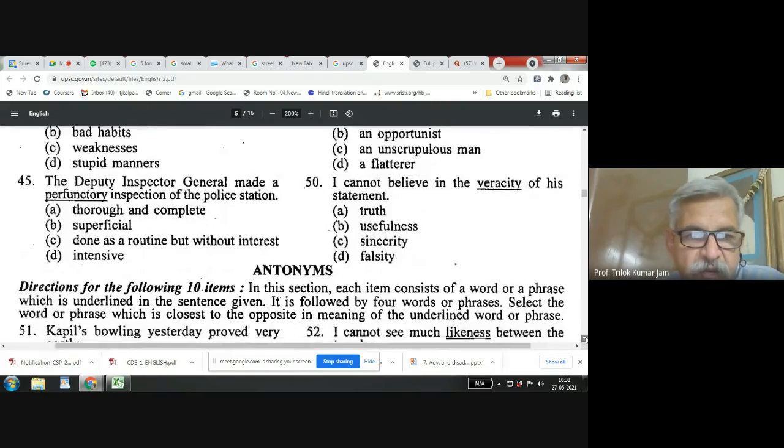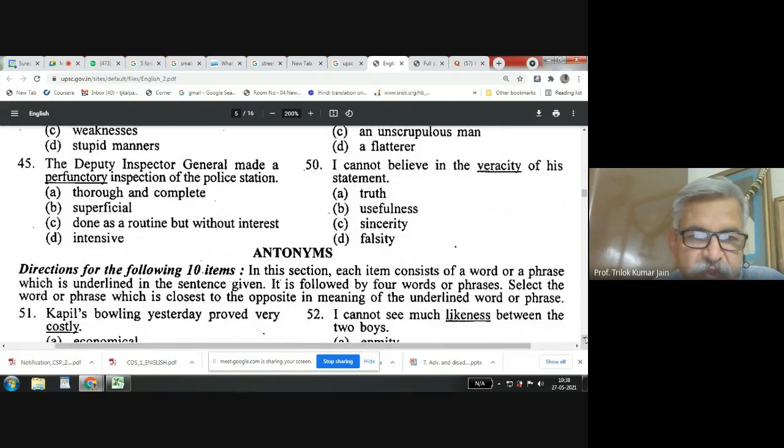Deputy Inspector General made a perfunctory inspection of the police station. So perfunctory means superficial. The answer is B. Or C can also be the answer. So the better answer would be C, done as a routine without interest. A and D are not possible. Answer can be between B and C. So C is the better answer.